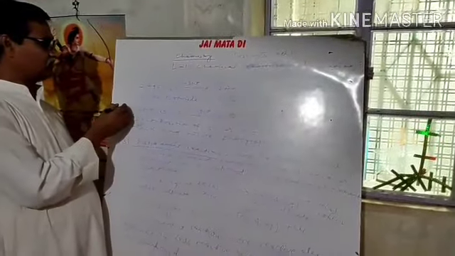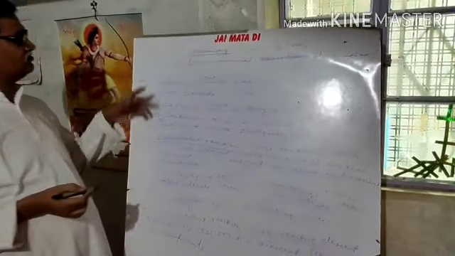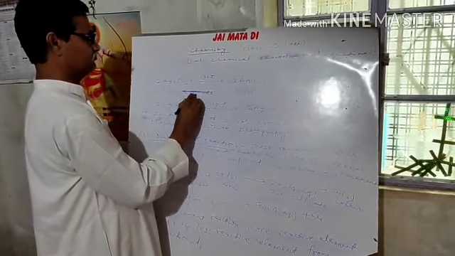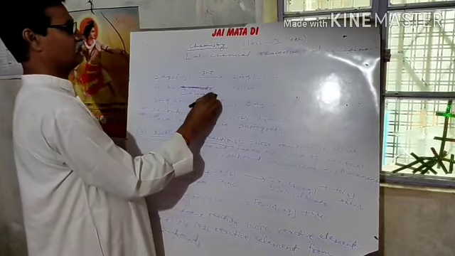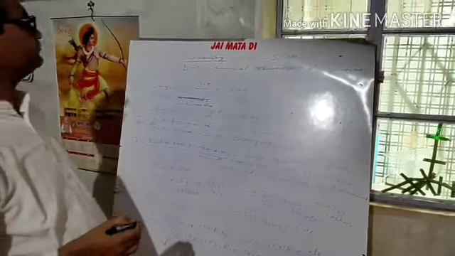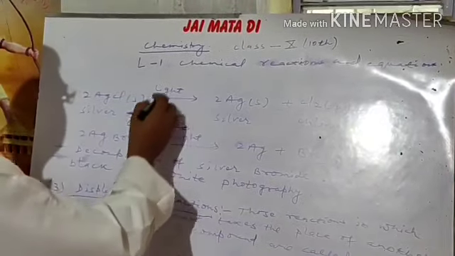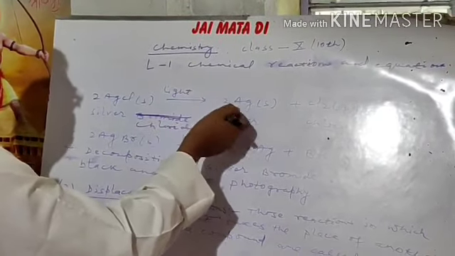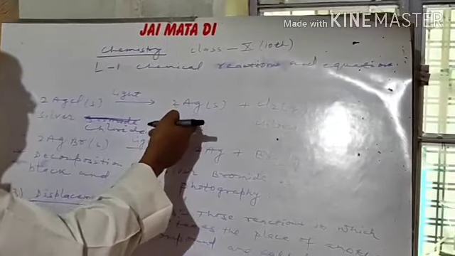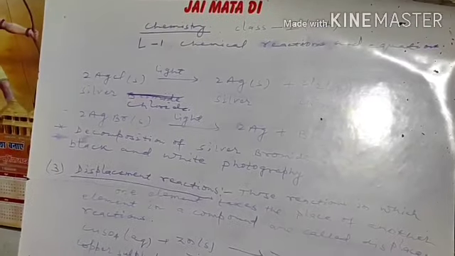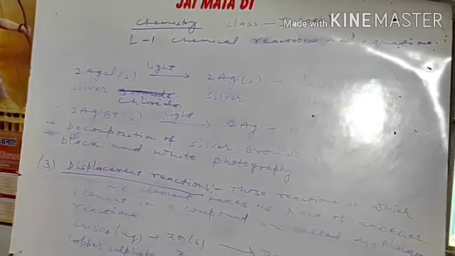Another example is when silver chloride is exposed to sunlight, then it splits into silver and chlorine. So it is also an example of a decomposition reaction.